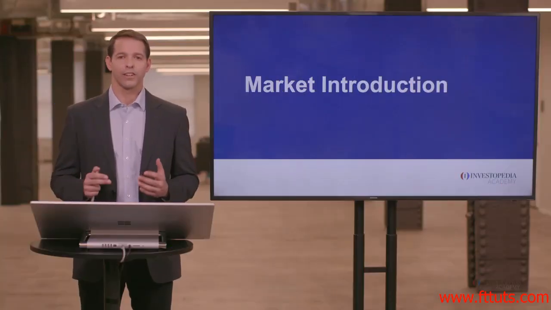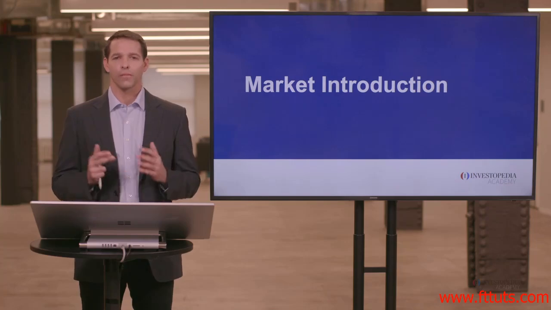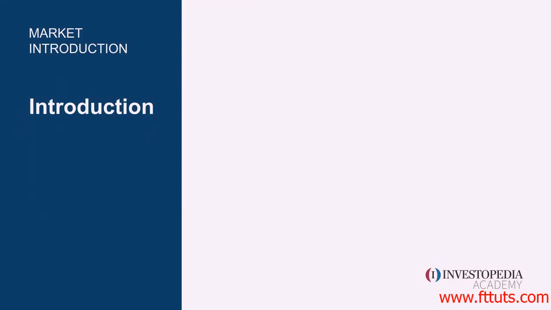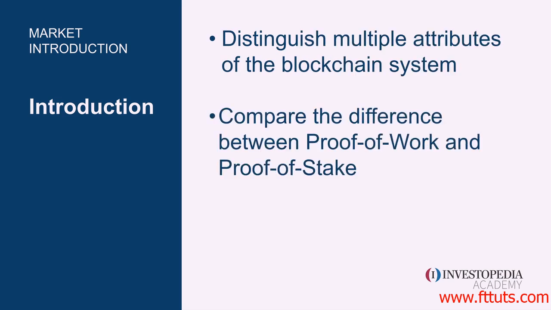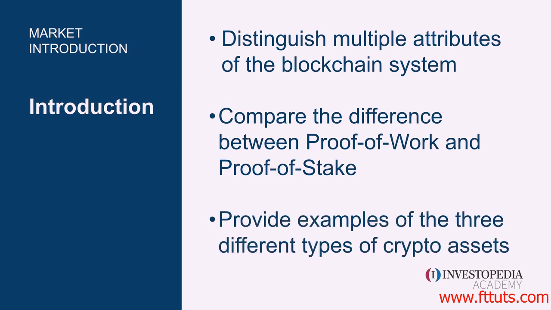Before you start investing in crypto assets, you need to understand where they come from and how they work. By the end of this section, you'll be able to distinguish between multiple attributes of the blockchain system, compare the differences between proof of work and proof of stake, and provide examples of the 3 different types of crypto assets.